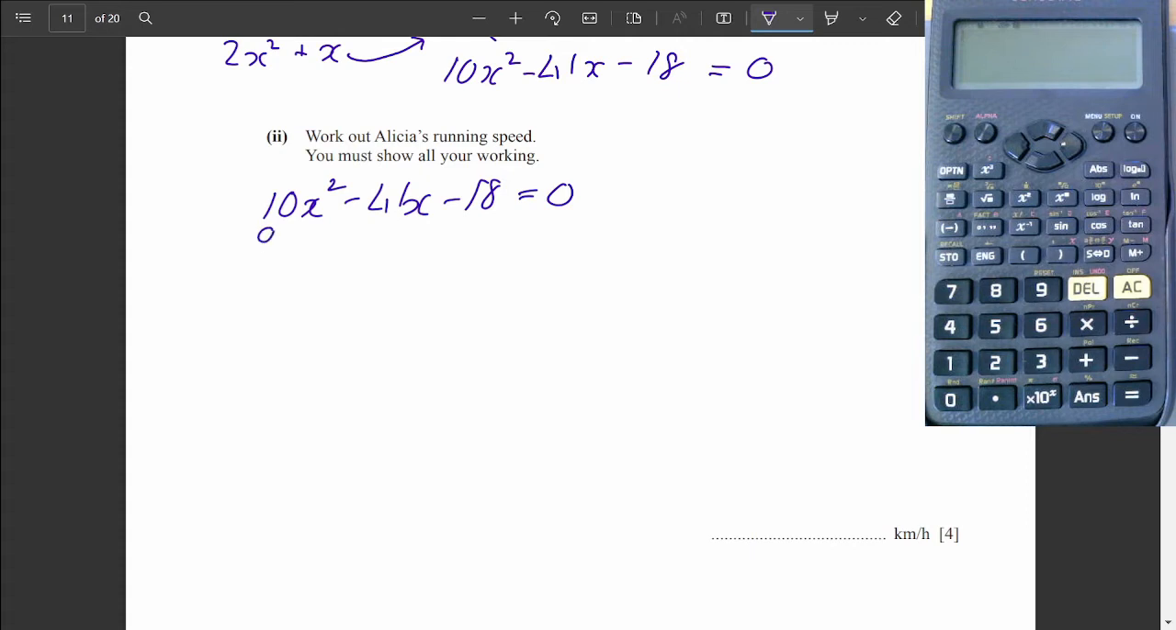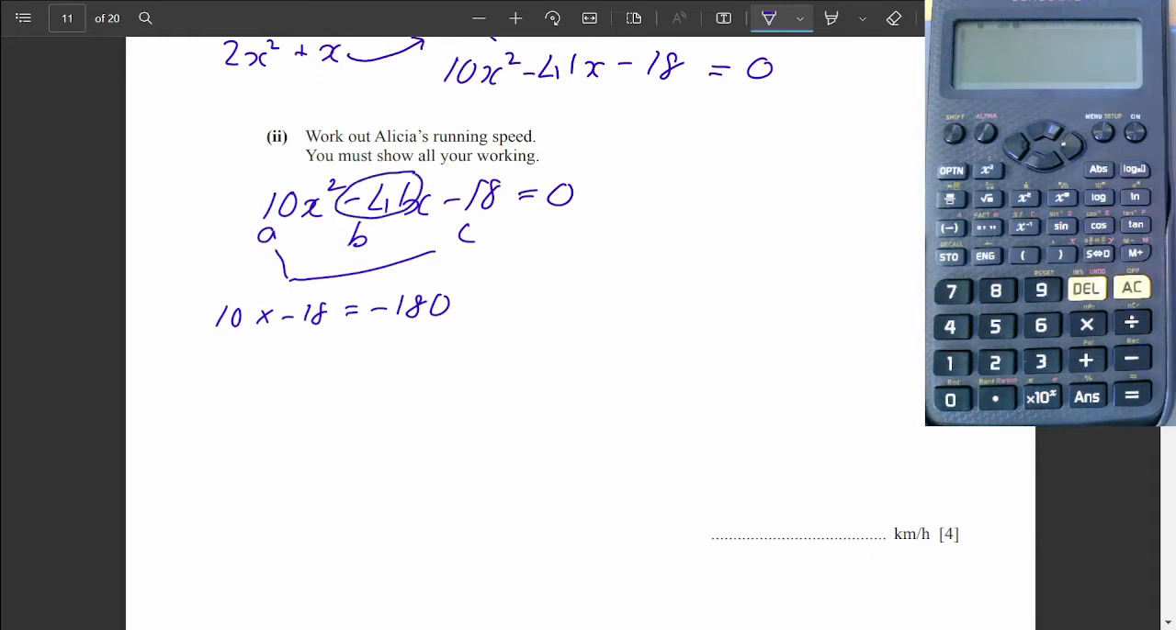Remember now, this is the A value, this is the B, this is the C. If you want to factorize it, we start by multiplying the A and the C values together. So that is 10 times minus 18, which is minus 180. We're now going to look for two factors of minus 180. When we add them together, we get the middle term, minus 41.